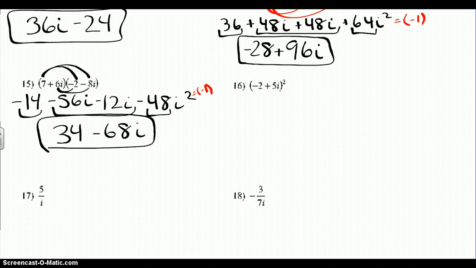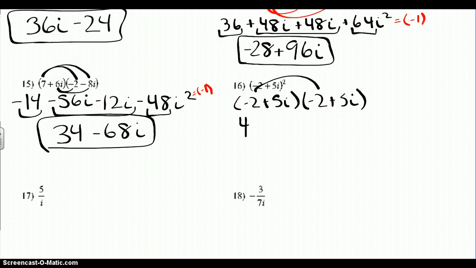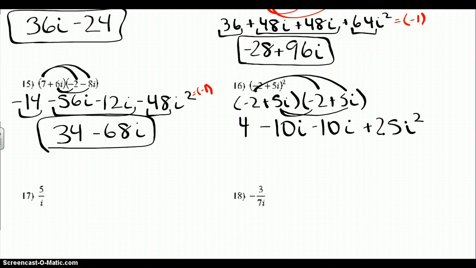Okay, 16 is just like 14. Rewrite it. Make it look like it's multiplying itself so you can clearly see what I'm distributing. Okay? Distribute. Negative 2 times negative 2 gives me positive 4. Negative 2 times 5i gives me negative 10i. 5i times negative 2 gives me negative 10i. And 5i times 5i gives me 25i squared.